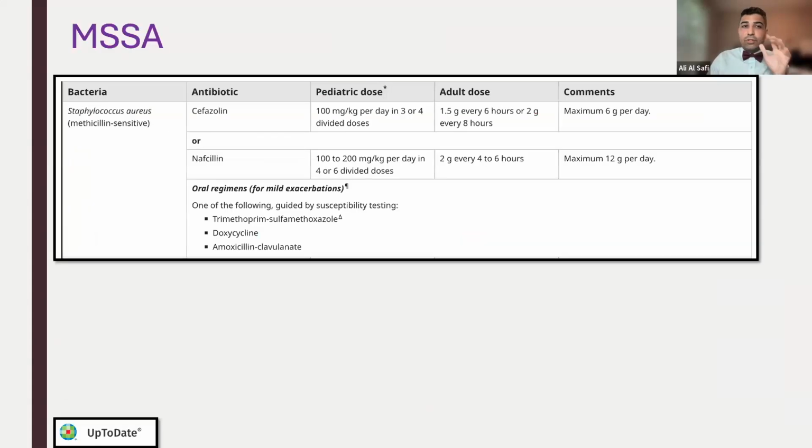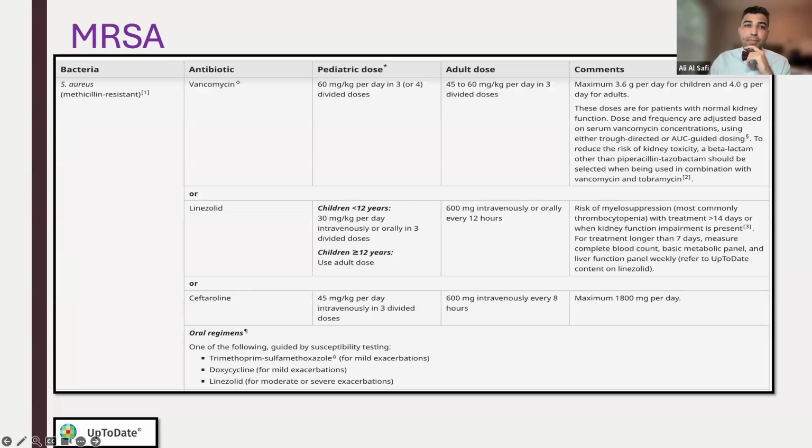To treat MSSA, especially for lung infection, pneumonia, pulmonary exacerbation or even bloodstream infection, we use two IV antibiotics, cefazolin and nafcillin, and we have oral options for mild exacerbation like trimethoprim-sulfa, doxycycline, or Augmentin. For MRSA, we use mainly vancomycin in the hospital.